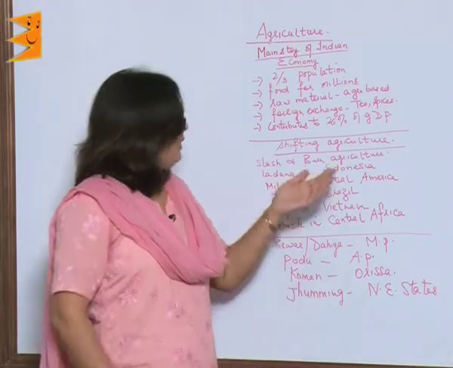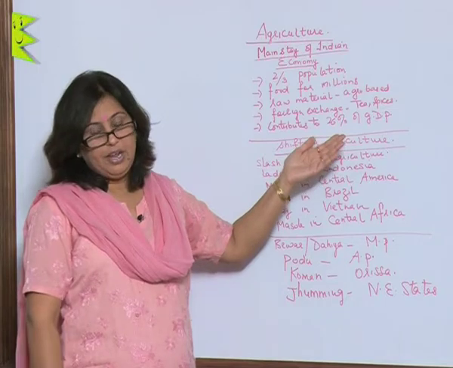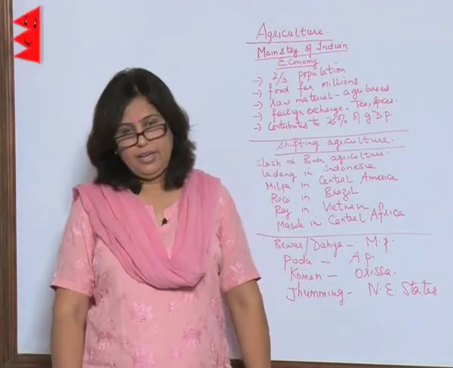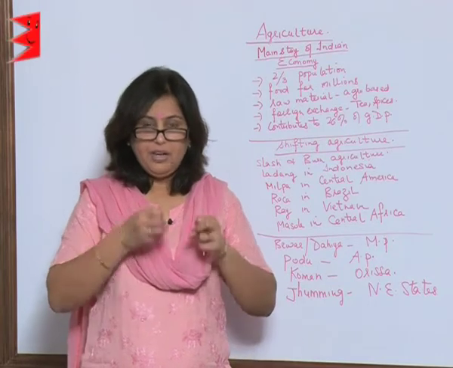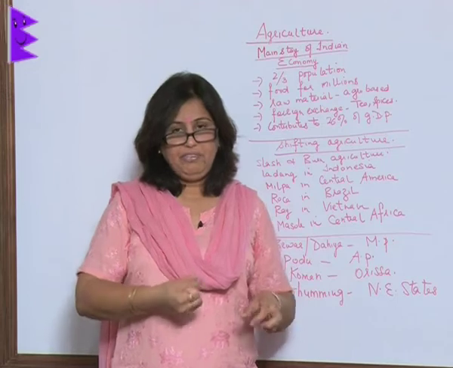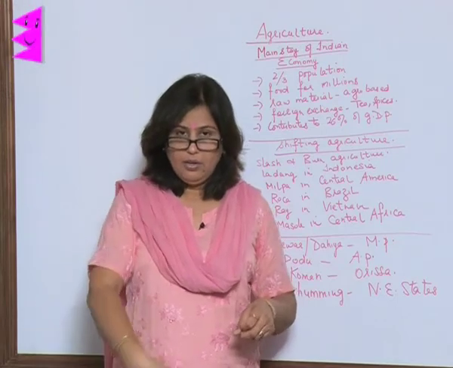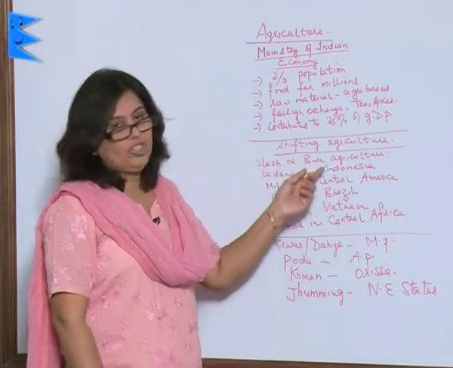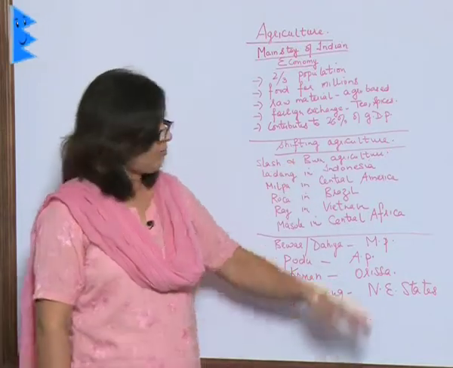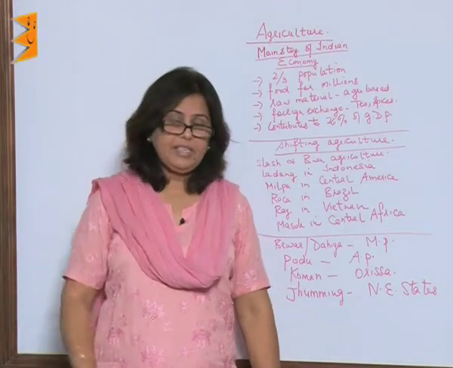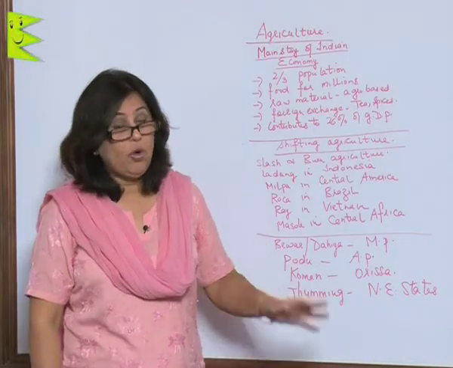This shifting cultivation is also popularly called slash and burn agriculture, because after they have taken the produce from the field, they burn the roots of the crop, and this is why it is called slash and burn agriculture. Now, slash and burn agriculture has various names in various parts of the world.